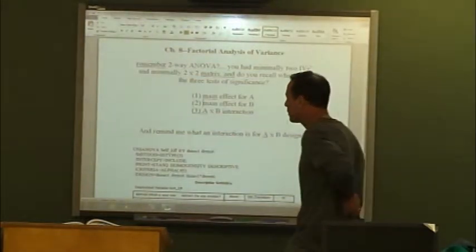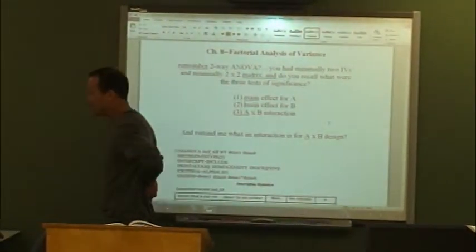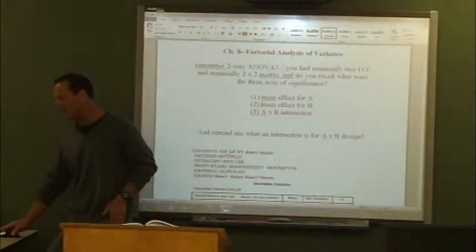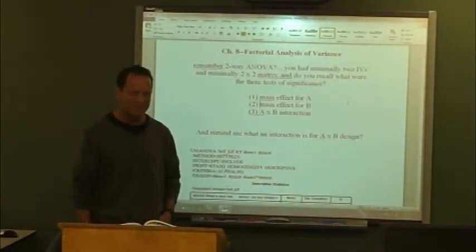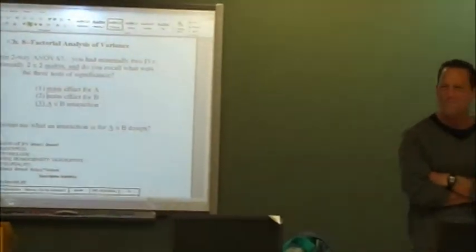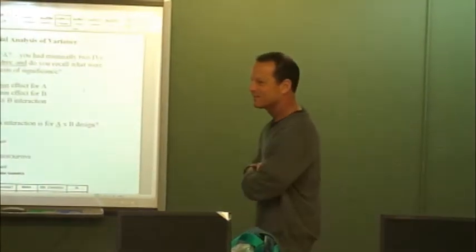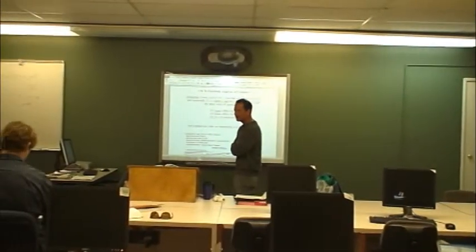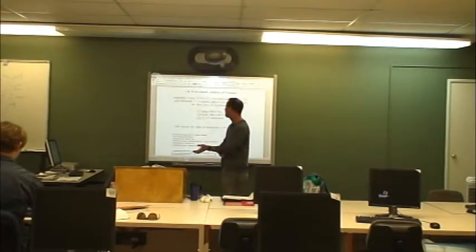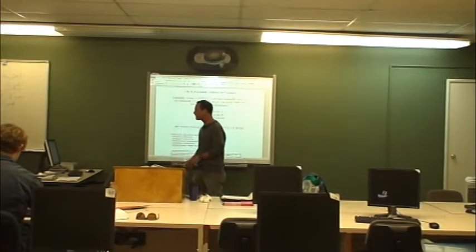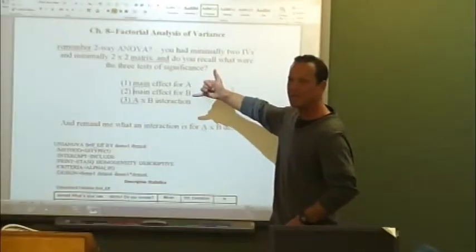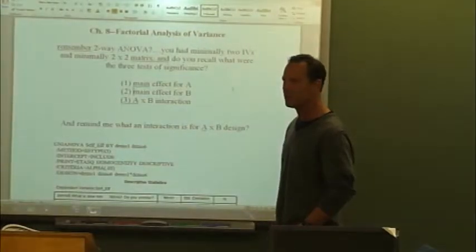Remember good old two-way ANOVA, everybody? We do. Minimally, you had 2 IVs, and each one had minimally how many levels? Here, I'll help you. 2 by 2. Right? 2 by 2 is the minimum one. And using Keppel and Wickens notation, not everyone does, but you had a main effect for A, main effect for B, and the interaction. Remember that from good old 6021, everybody?